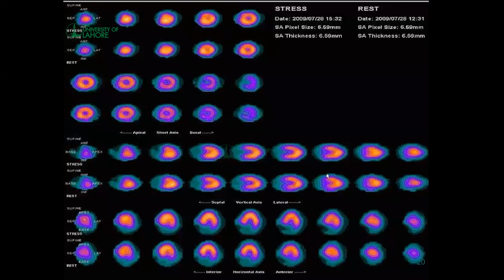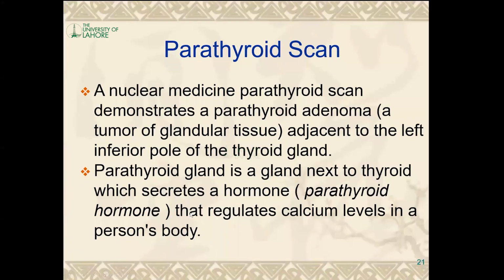This is an image of nuclear medicine imaging, or you can say diagnosis, of myocardial perfusion scan. In the upper part, you can see the stress image. In the lower part, you can see the rest image of myocardial perfusion.